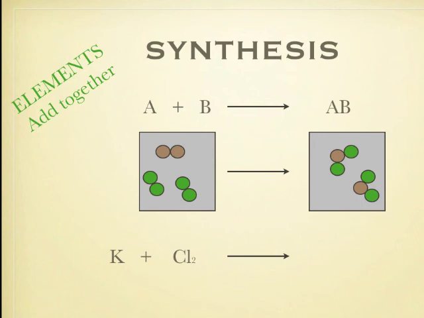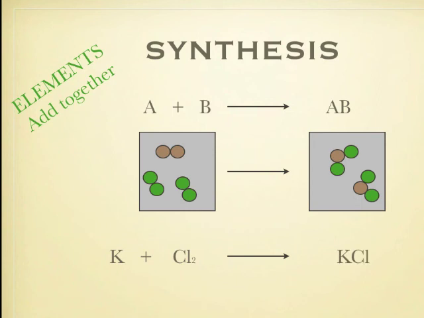If we know it's potassium and chlorine, we can tell potassium's a metal, chlorine's a nonmetal. It's going to make an ionic compound. Since we know it's ionic, we have to carefully consider the charges. Potassium is +1, chlorine is -1. So they form a 1-to-1 ratio, KCl.